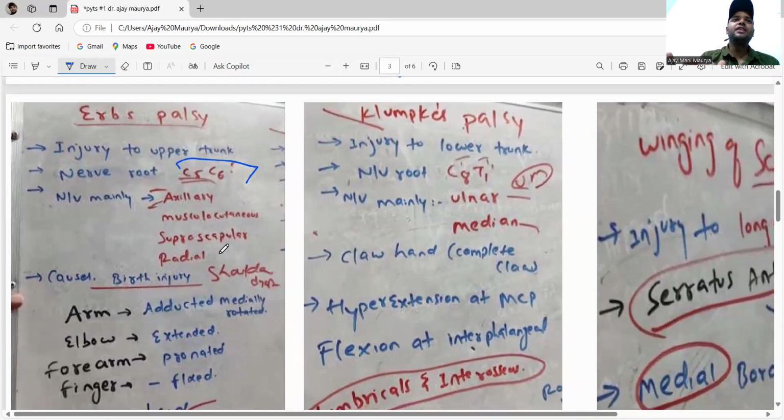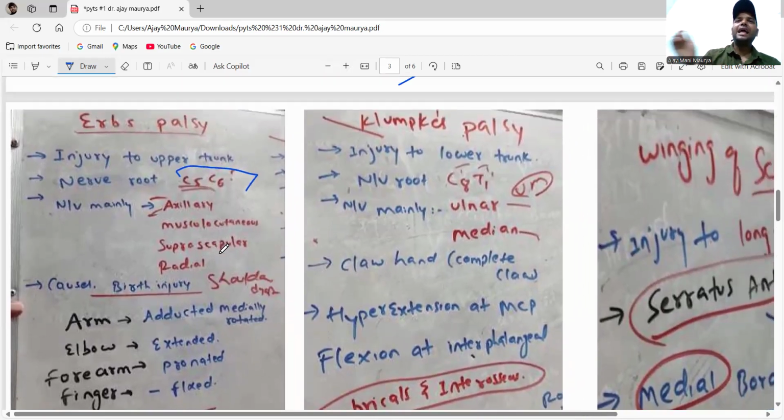What nerves are mainly involved here? Except ulnar and median, all the nerves are involved: the axillary nerve, musculocutaneous nerve, suprascapular nerve, radial nerve.